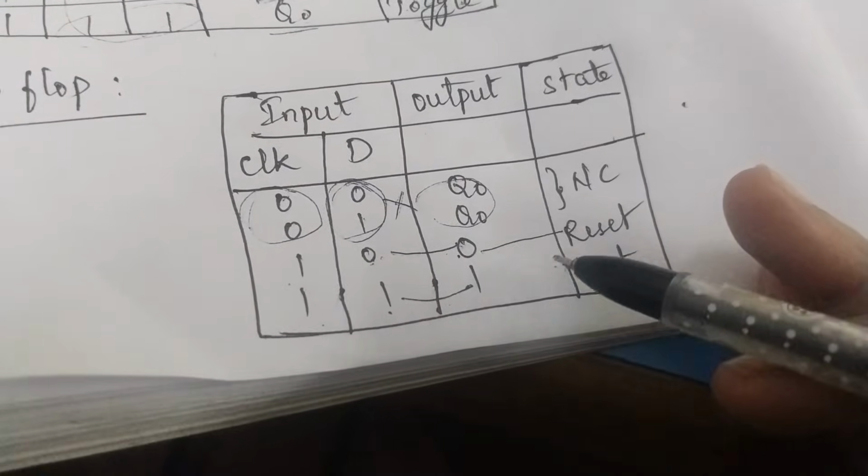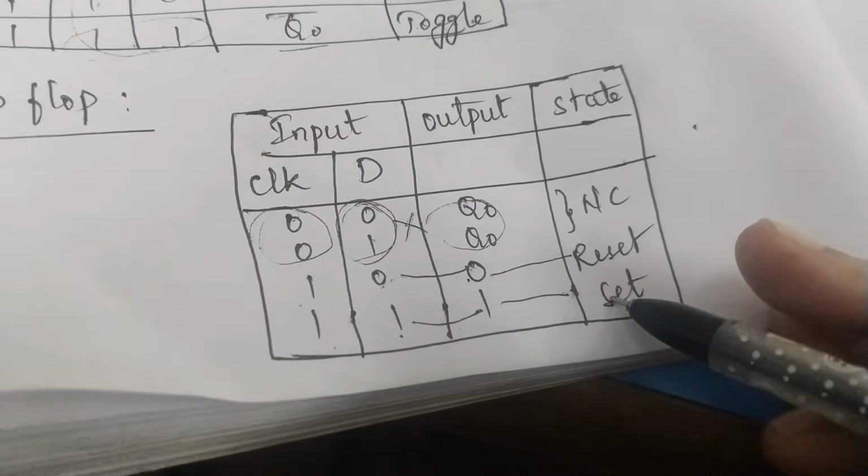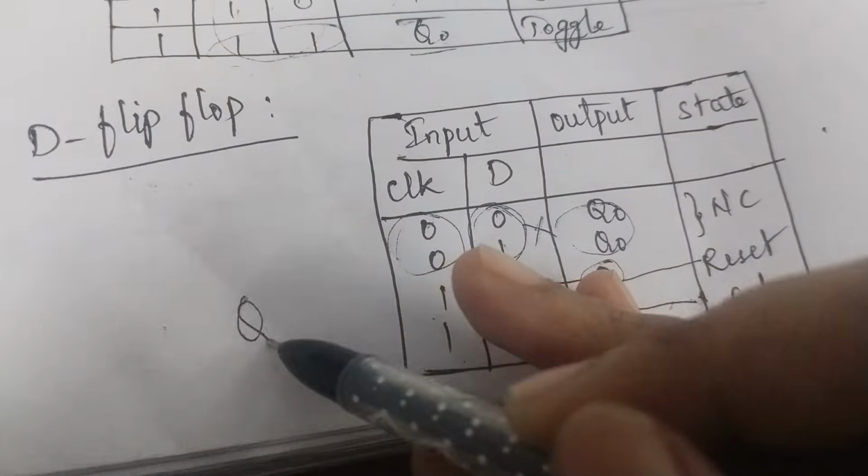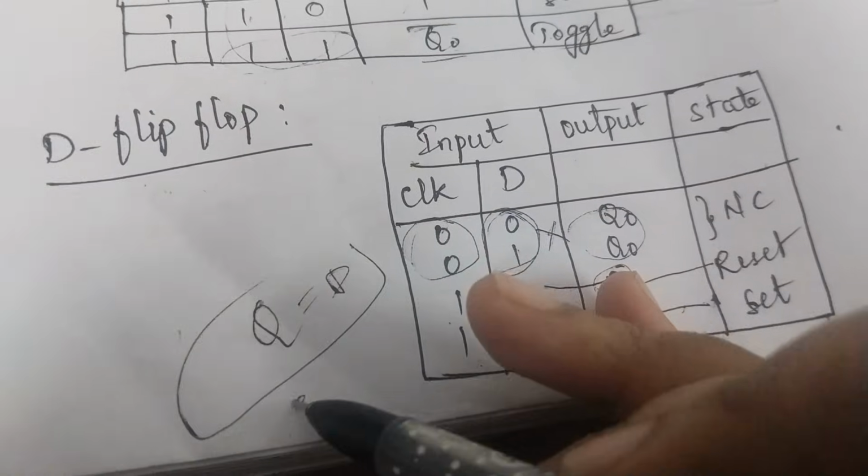If it is 0, it is called the reset state. If it is 1, it is called the set state. Set means making the output 1. Reset means making the output 0. So in a D flip-flop, the output is equal to the input.